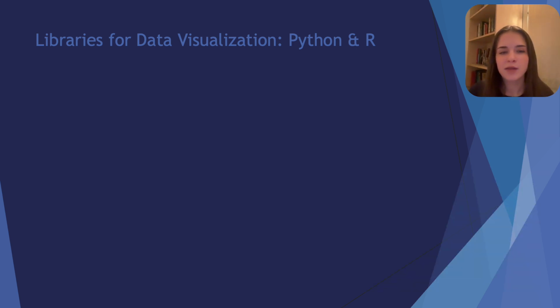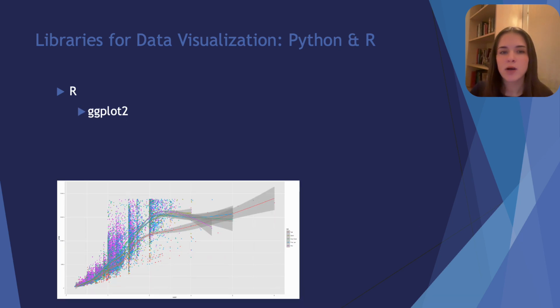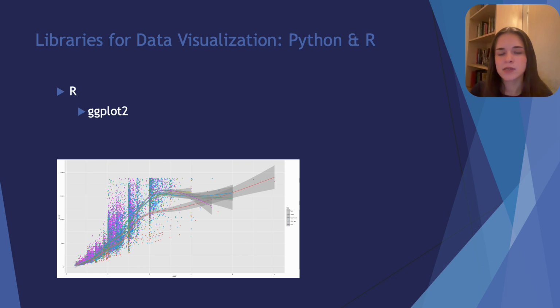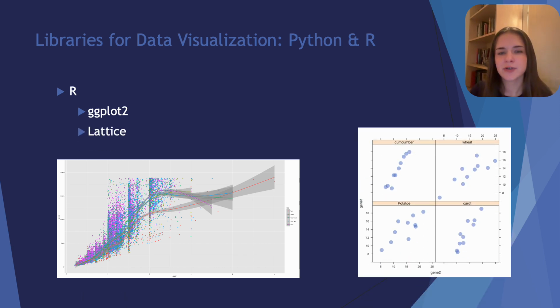And then for libraries in R, ggplot2 is a popular data visualization package that's widely used for creating complex multi-layered graphics, and then also Lattice, which is used for creating multivariable statistical plots.